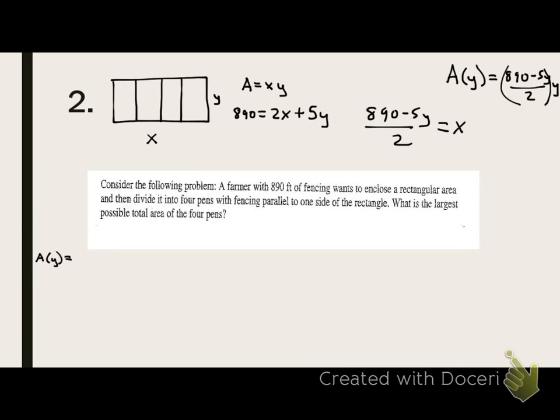Before I take the derivative, what's 890 divided by 2? That's what? 445y minus 5 halves y squared. And now we're going to take the derivative, which becomes 445 minus 5y. Well, that works out easy.